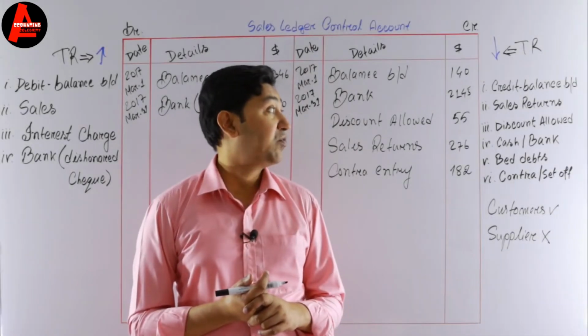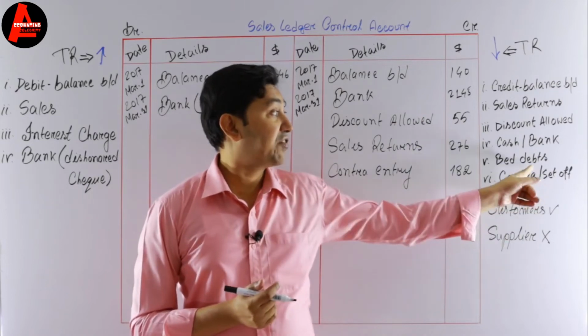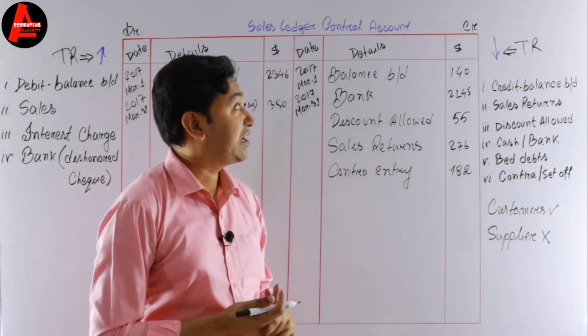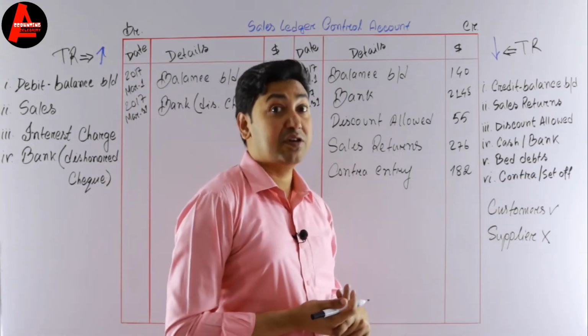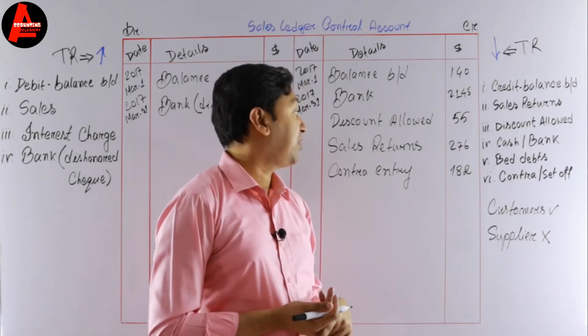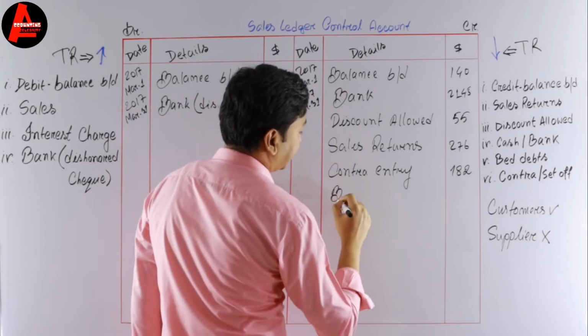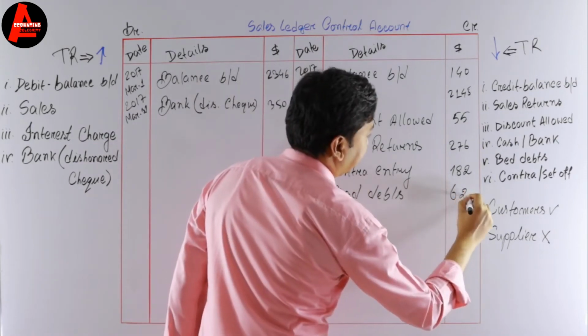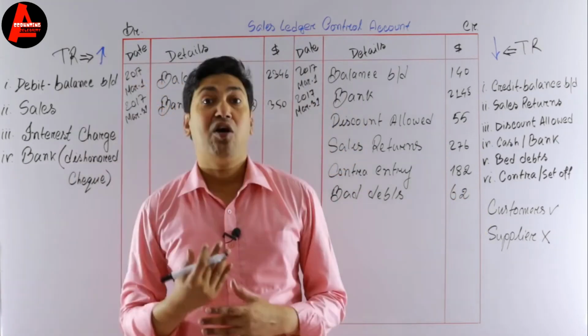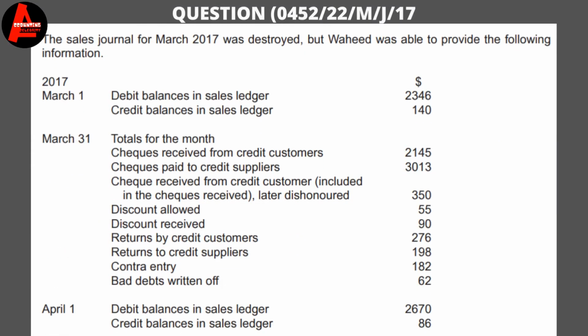Okay, very good. Next one is the last one, bad debt written off $62. Bad debt, where does it come? Look at here, in the credit side, bad debts will reduce the value of TR, trade receivable. That is the reason we have to record in the credit side. So let us write here bad debts, $62.